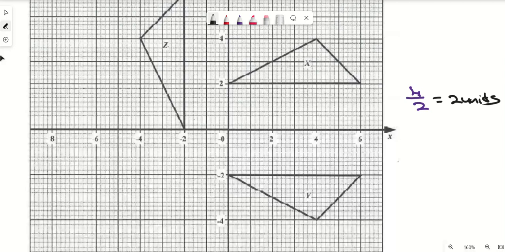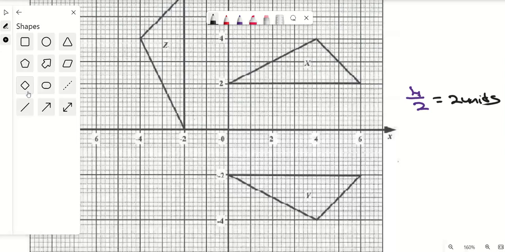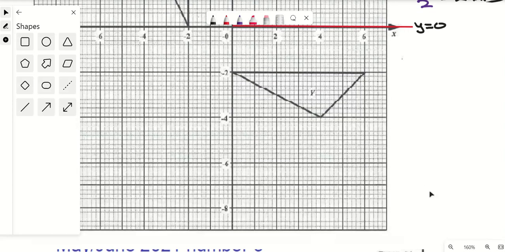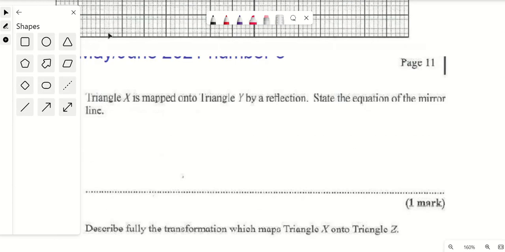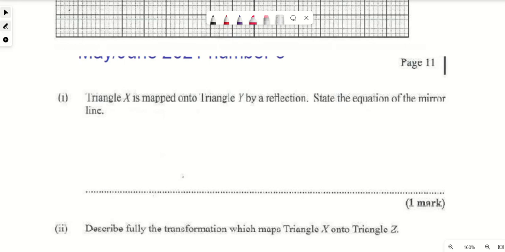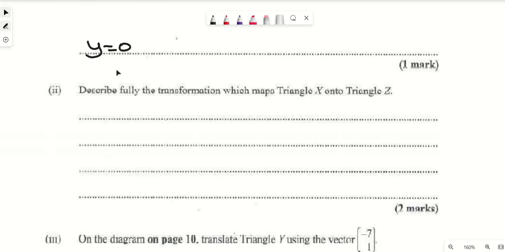So now if we look at it, we know that my mirror line falls on the line of your x-axis, this line here. I'm going to put this in a different color so that we can see it. I'll put it red. And this line here, this is where y is equal to 0. So when they ask for the equation of the mirror line, the equation of the mirror line would be y is equal to 0.